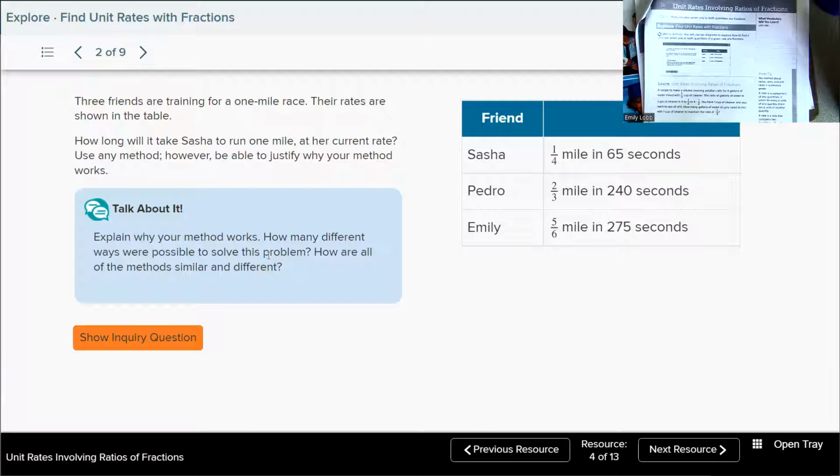All right, what would you guys do? How would we solve how long it would take them to run a whole mile? What do you think? Any ideas? No ideas yet? Oh dear, dear, dear. I feel like Pooh Bear.